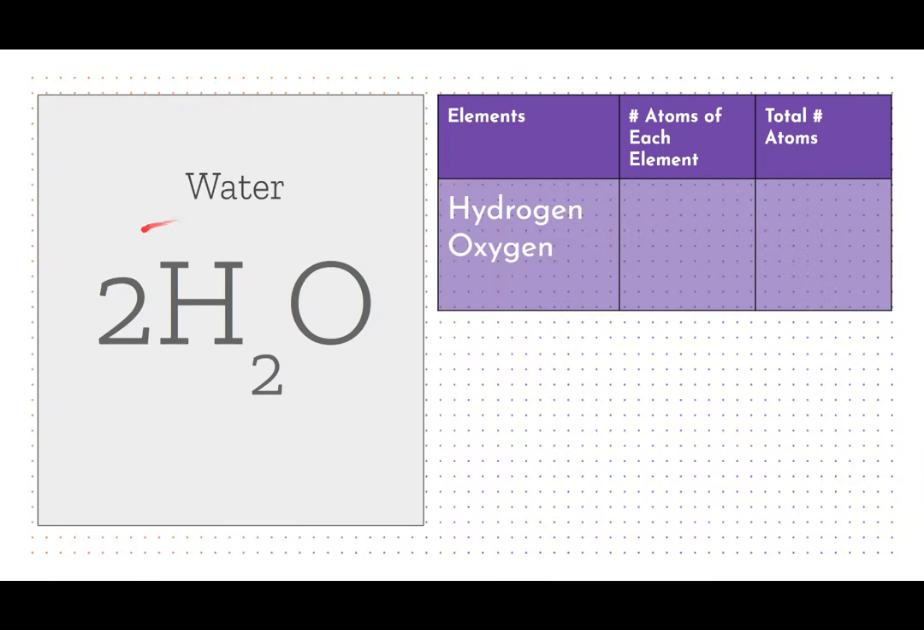So little number by big number for each one. So 2 hydrogen atoms times 2 for the coefficient gives us 4 hydrogen atoms, and 1 atom of oxygen multiplied by the coefficient of 2 gives us 2 oxygen atoms. So those are the number of atoms of each of our elements, which gives our total number of atoms in the entire substance is 6.